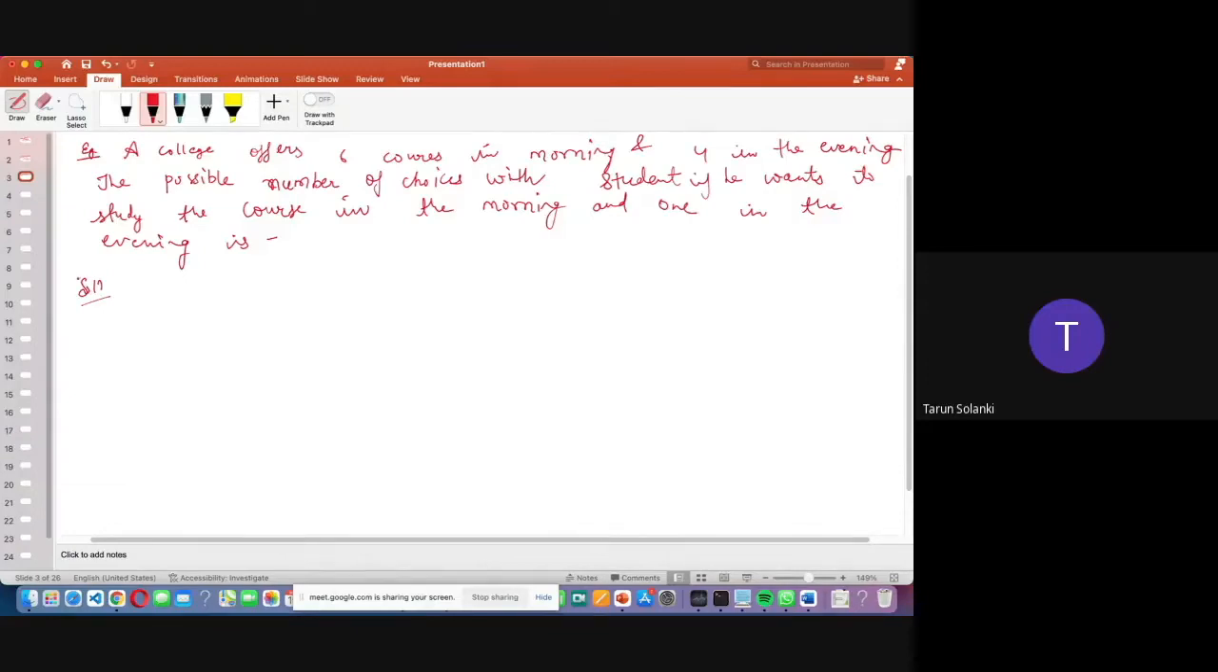The student has 6 choices in the morning, out of which he can select one course in 6 ways. For the evening, he has 4 choices, out of which he can select one in 4 ways. So the total number of ways will be 6 into 4, that is 24. Easy.